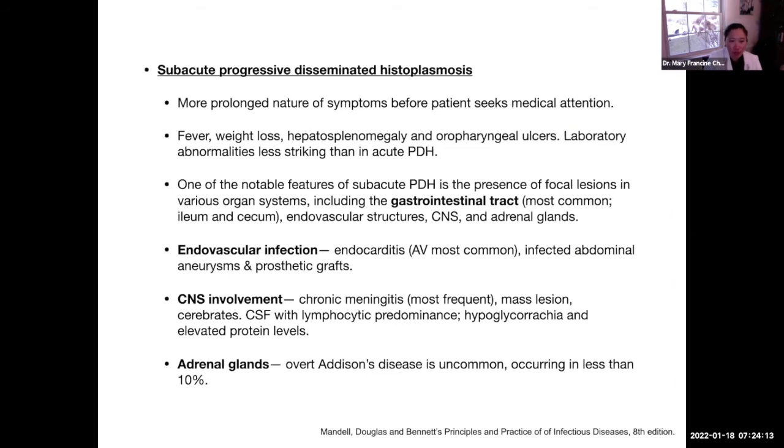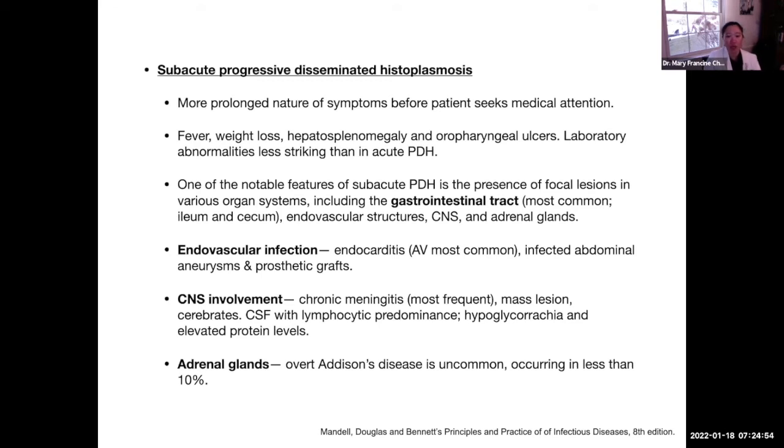And then you have your subacute progressive disseminated histoplasmosis. So really compared to the acute, there's just a more prolonged nature of symptoms before your patient seeks medical attention. They do present similarly, subjectively through your symptoms and your physical examinations in the form of hepatosplenomegaly and oropharyngeal ulcers. But the laboratory abnormalities are less striking than in acute PDH, where you can see pancytopenia, transaminitis, elevated alkaline phosphatase, etc. So here it is just a little bit less striking than that.